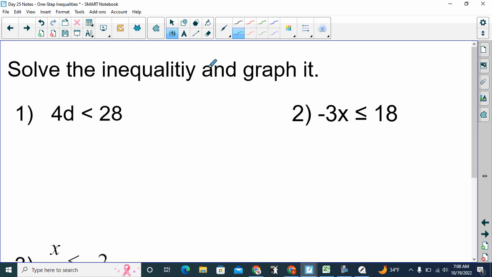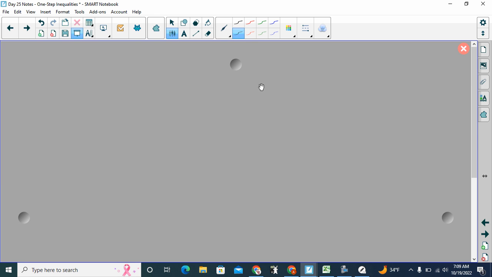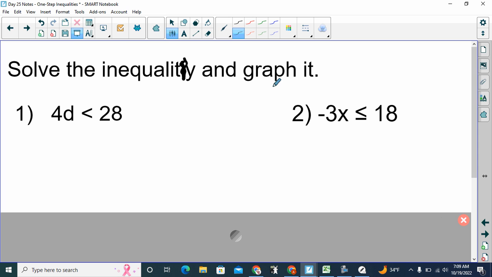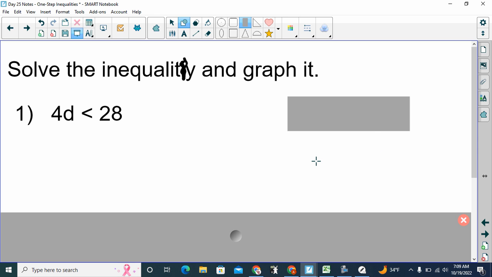Let's take a look at these inequalities. Solve the inequality and graph. In number 1, we are given 4d is less than 28. 4d is less than 28.